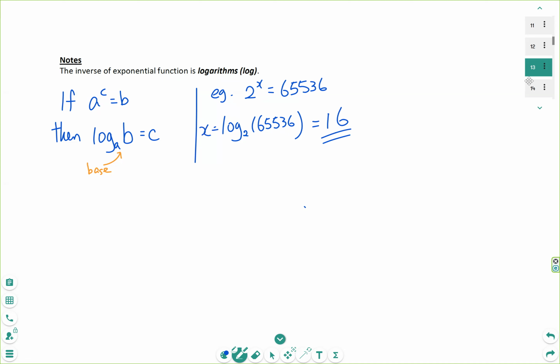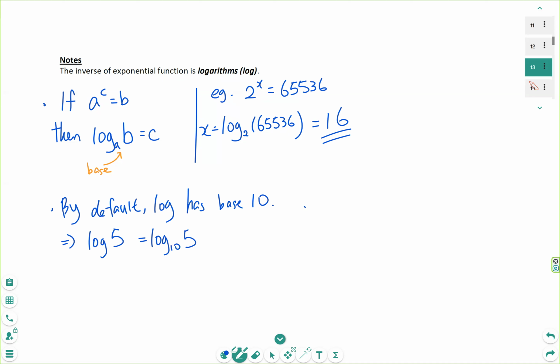So one more bullet point. By default, log has base 10. That means, for example, if you're given log 5 without anything, it means that's the same as log base 10 of 5. It's like in algebra. We don't write 1x, we just write x. Same thing with log, okay? Log 5 is the same as log base 10 of 5.